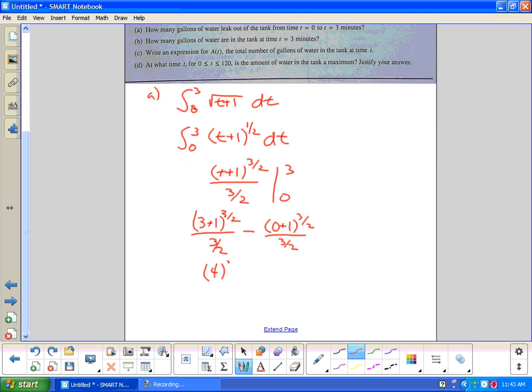And when you're doing the non-calculator parts, these have to work out to be something easy. 4 to the 3 halves. 4 to the half is 2. 2 cubed is 8. 8 times 2 is 16/3 minus 2/3. The answer is 14/3.